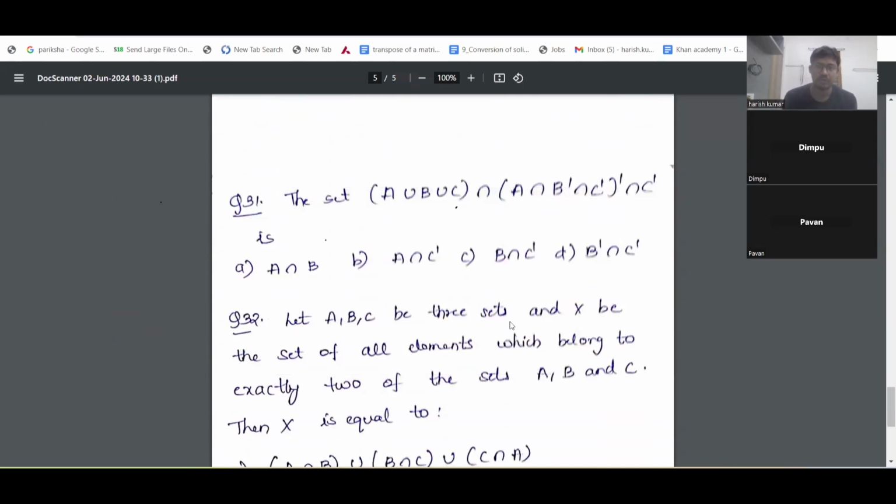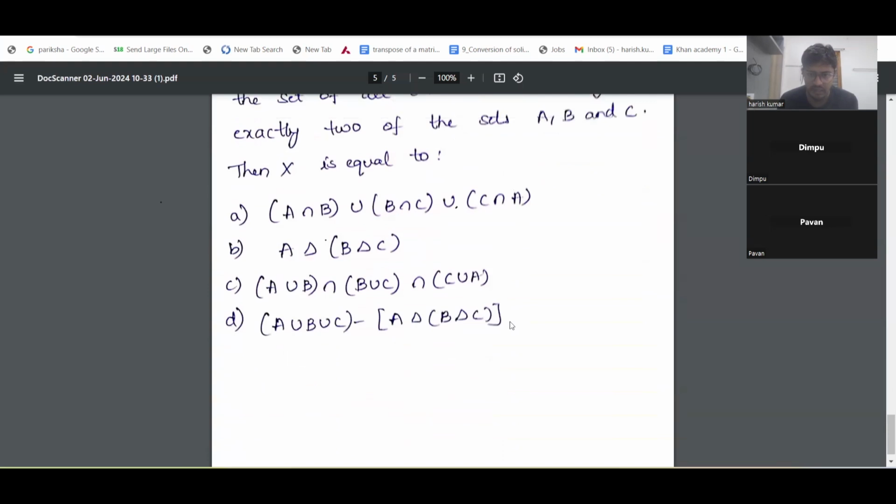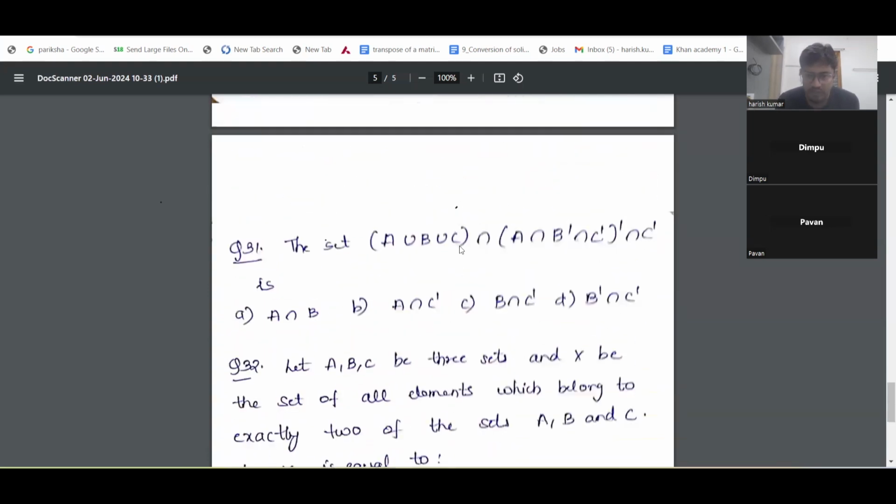The set A union B union C intersection. Can you do these two questions as homework? Now that you understood these concepts, what he's saying is the set A union B union C intersection A intersection B complement intersection C complement whole complement intersection C complement. First you try to remove this complement, right?